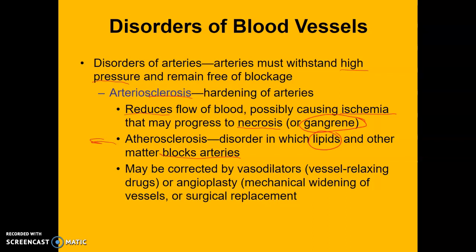This narrowing of the arteries can be corrected using a vasodilator, a medication that causes blood vessels to relax. Or a lot of times, somebody who has severe atherosclerosis can get an angioplasty, which is where they'll use like this little balloon to widen the blood vessels, like that, or surgical replacement of blood vessels. Sometimes they'll take a blood vessel from a cadaver and replace the damaged blood vessel.